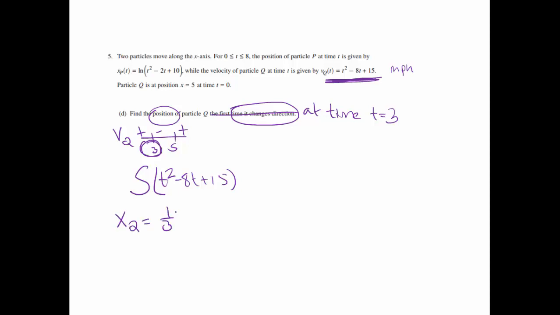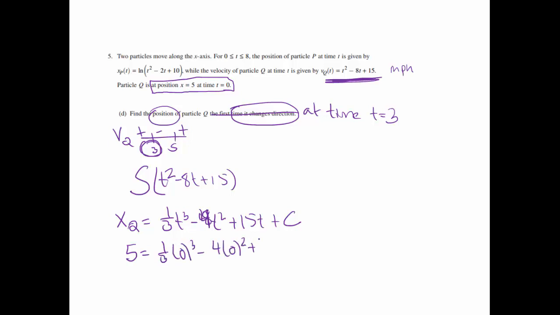That will be 1/3 t cubed minus 8, well actually it will be 4t squared plus 15t, and then I can't forget that plus c. So now this is almost my position formula, but I do have a c that I want to find. They did very nicely tell me that at t equals 0, the position is 5. So the position is 5 when t equals 0. And that is going to make c equal 5. So my new position is x of q equals 1/3 t cubed minus 4t squared plus 15t plus 5.